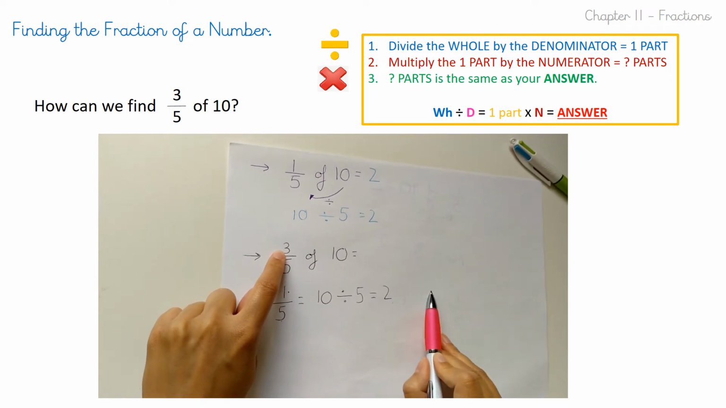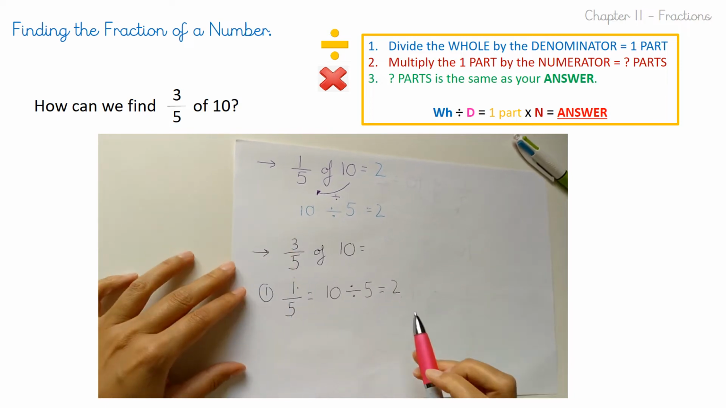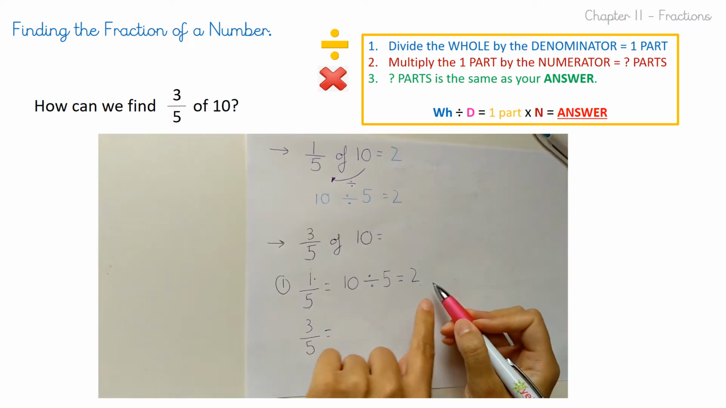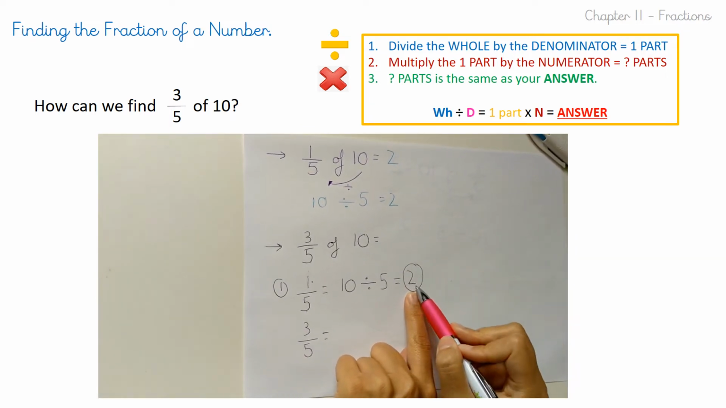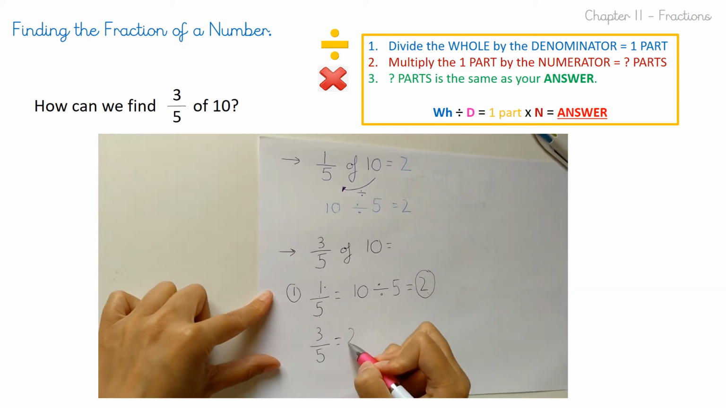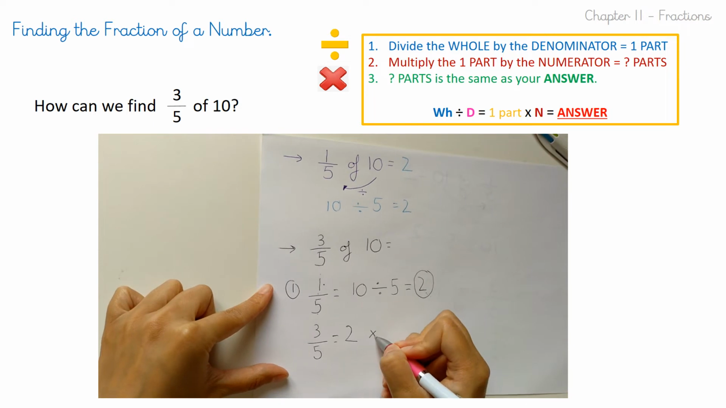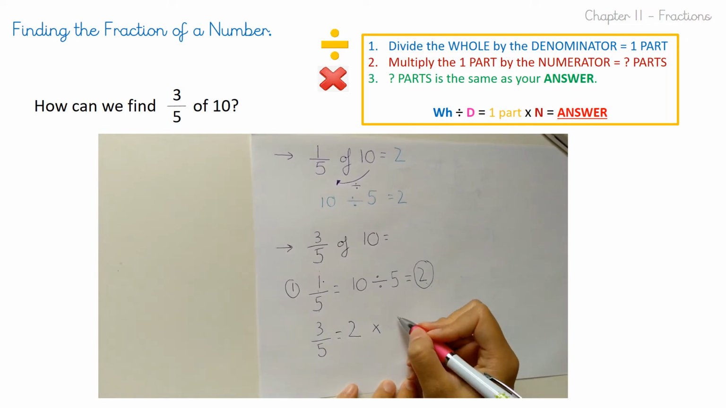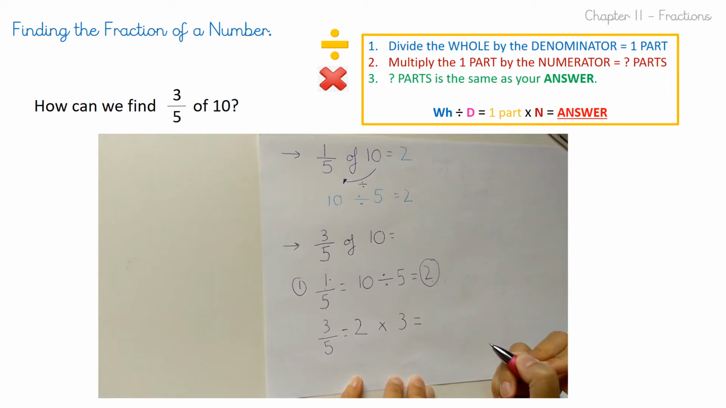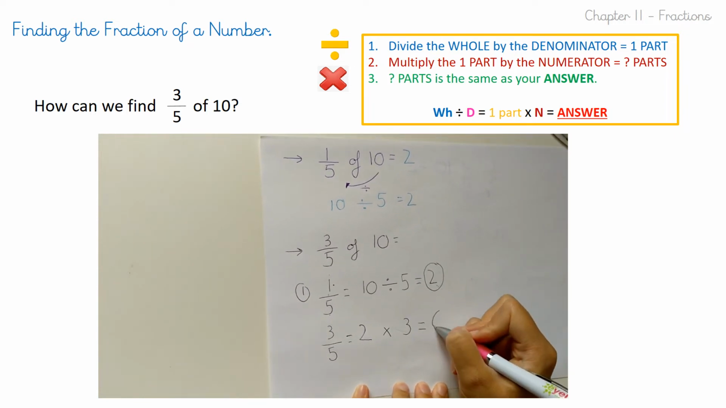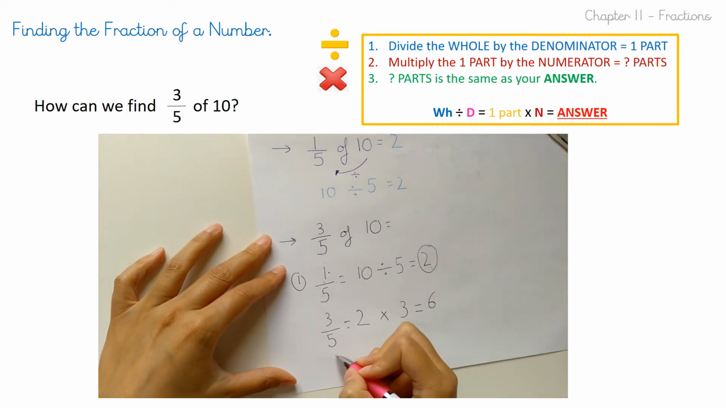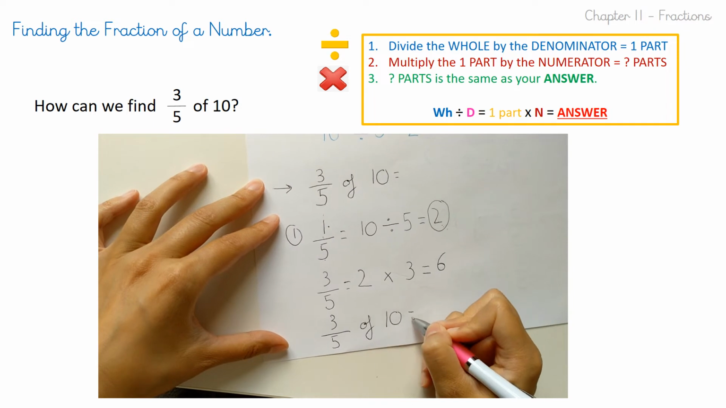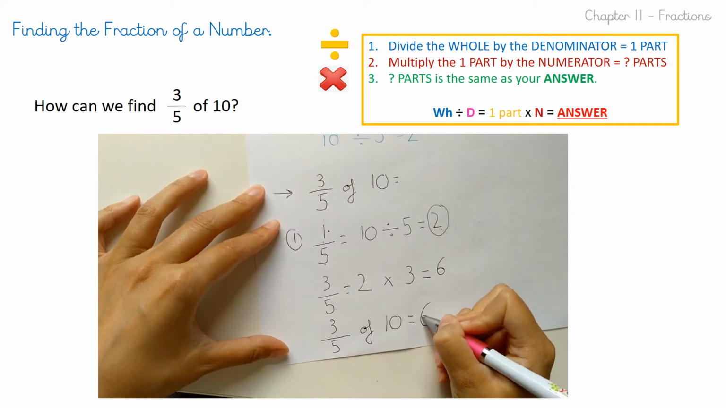You could do 2 plus 2 plus 2 if you want to, 2 three times, but we can do 3/5. 3 parts is the same as 1 part, 2, times how many parts we need to find out? 3. So 2 times 3 equals 6. Then we can say that 3/5 of 10 is the same as 6.